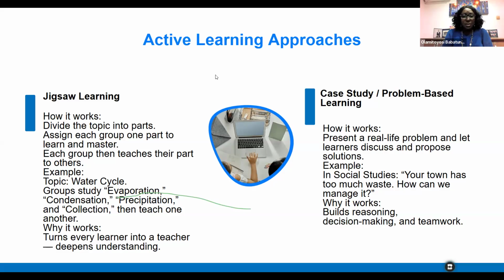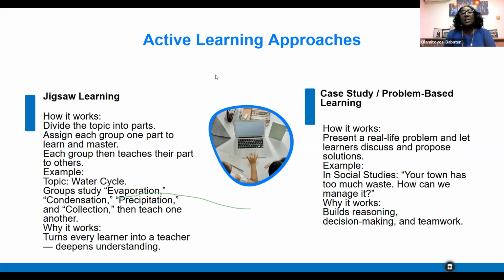And then you have PBL, project-based learning, problem-based learning, or the case study. Here, there's a real-life problem. For example, in social studies, your town has too much waste. How can we manage it? What you're teaching is actually waste management. But you don't want to just come and say, oh, today we are learning waste management, what is waste? No. Instead, you ask them a real life question, a case study. There's too much waste in this town. How can we manage it?